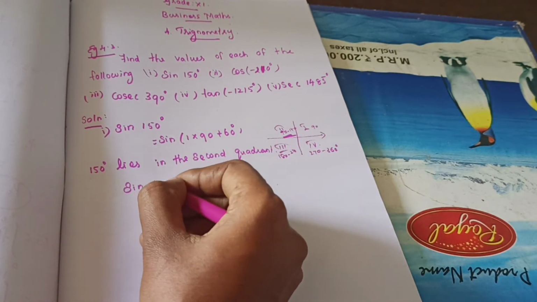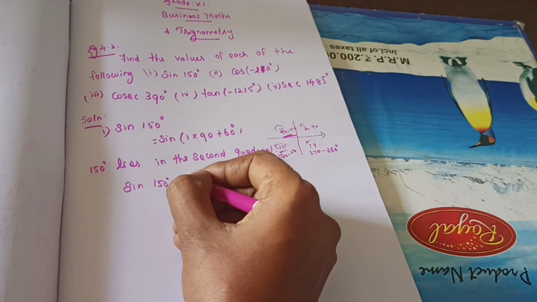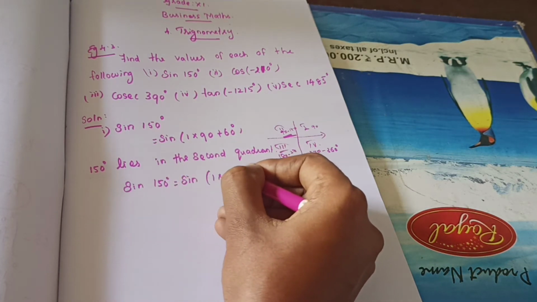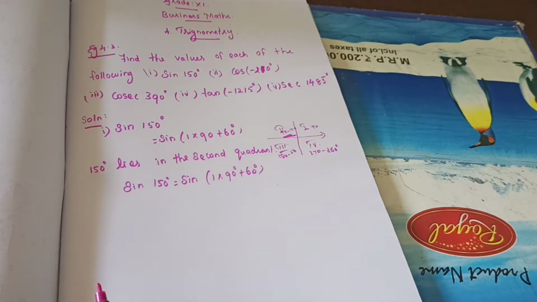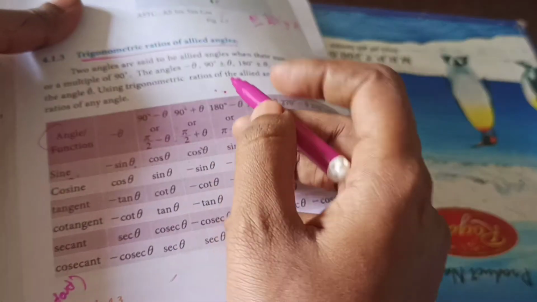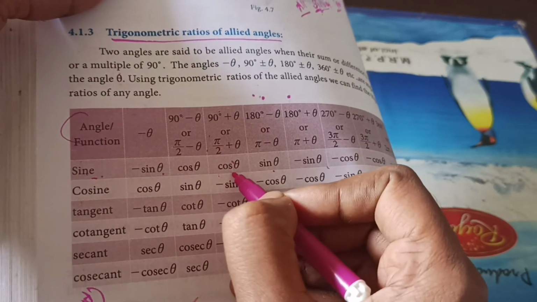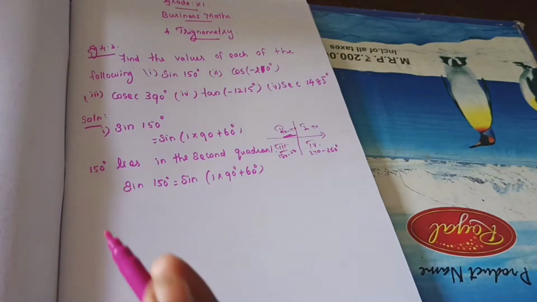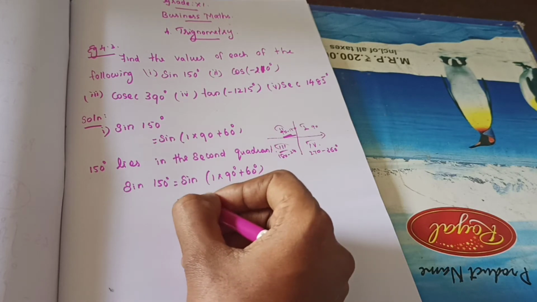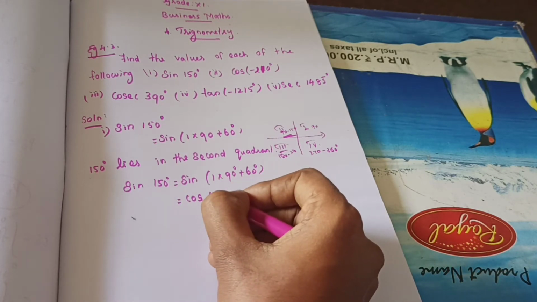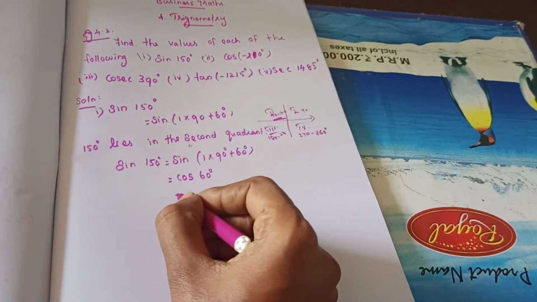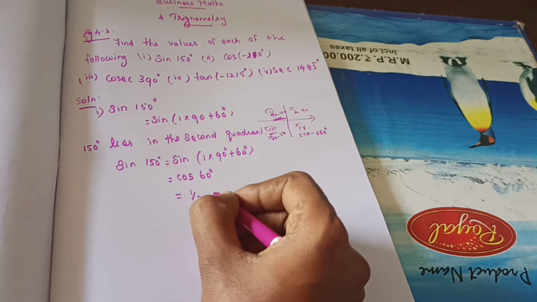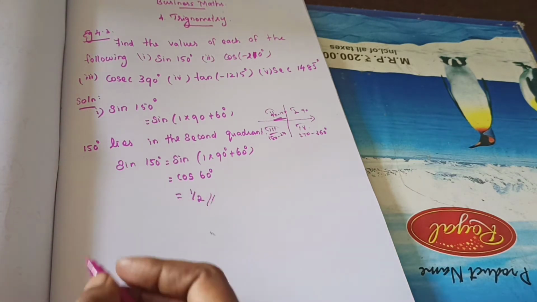So sine of 150 degree equals sine of 1 into 90 degree plus 60 degree. Now see the table. What's the formula for sine of 90 plus theta? See in the table. Sine of 90 plus theta is cos theta. So what's the theta value? Cos 60 degree. What's the value of cos 60 degree? That one you have learned in 10th standard. The value is 1 by 2. This is the answer.